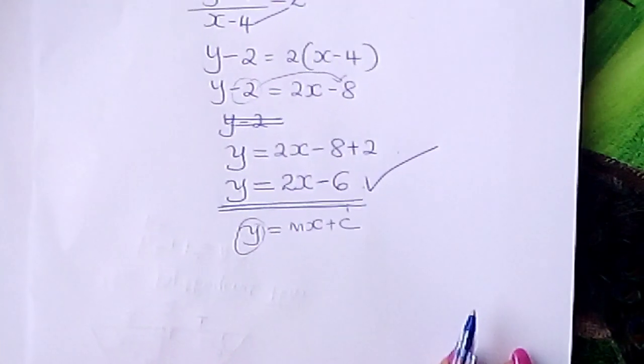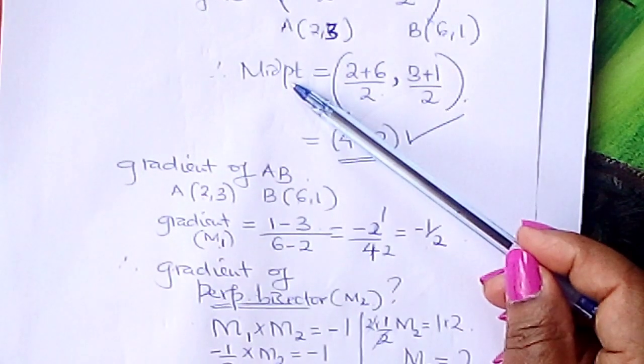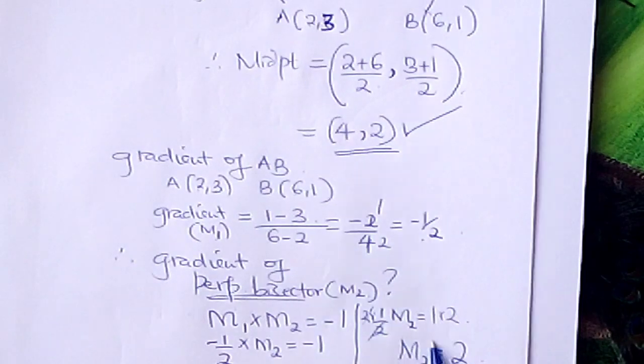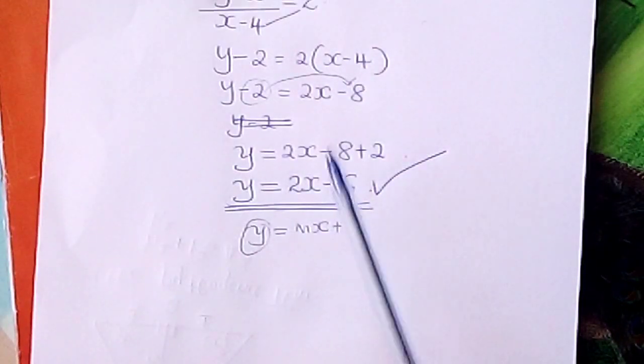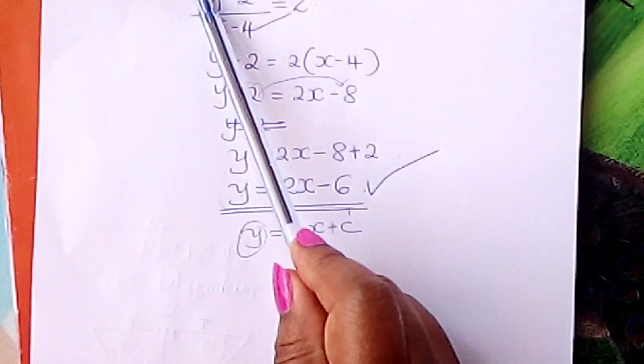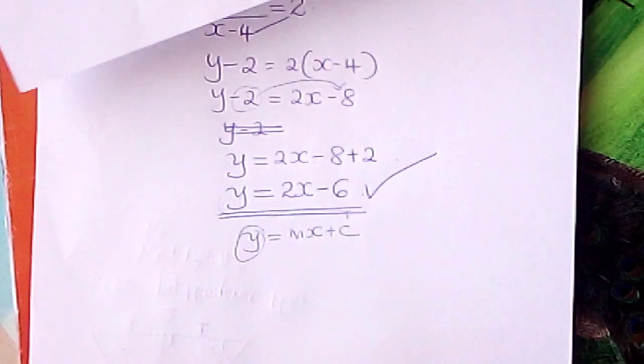I hope you have understood. Go through it slowly, learner: from finding the midpoint, then you get the gradient of the perpendicular bisector, and then finally you use the midpoint and the gradient to introduce a point x y there, and you finally get your equation. God bless you.